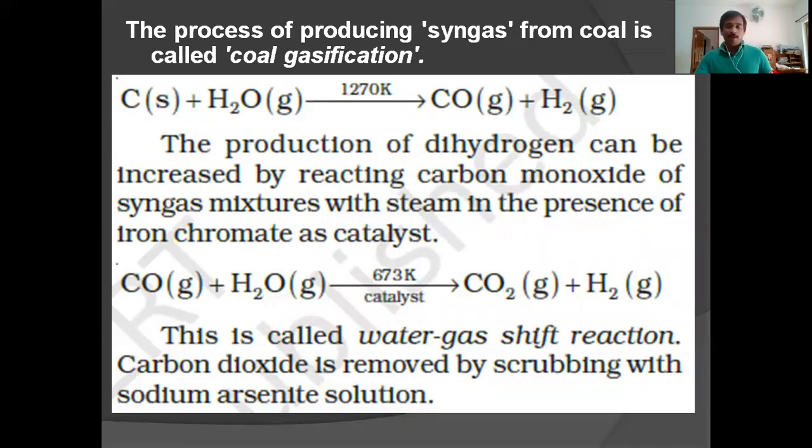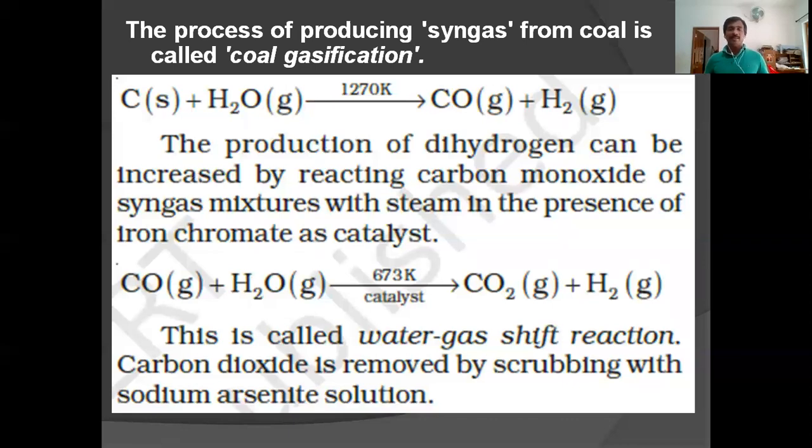We can prepare hydrogen from coal. When coal is treated with steam, red hot carbon and steam, you will get a carbon monoxide and hydrogen mixture. That process is known as coal gasification. The process of producing syngas from coal is called coal gasification. C plus H2O at 1270 Kelvin gives CO plus H2.